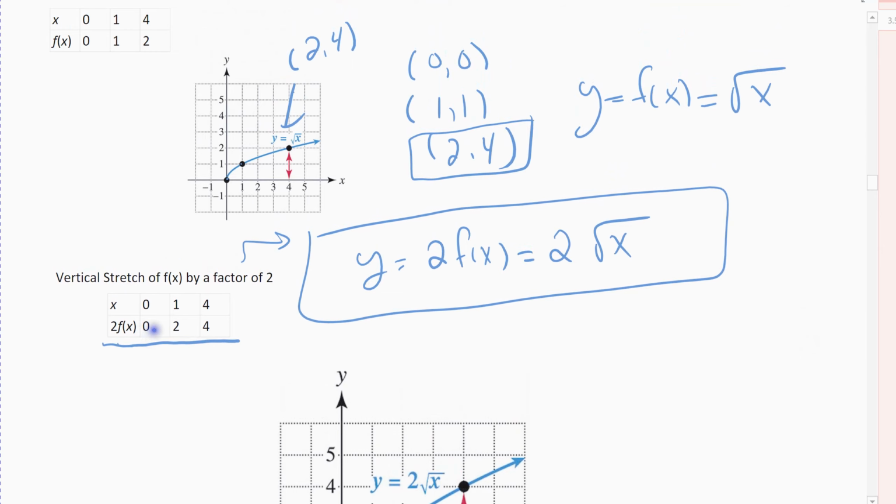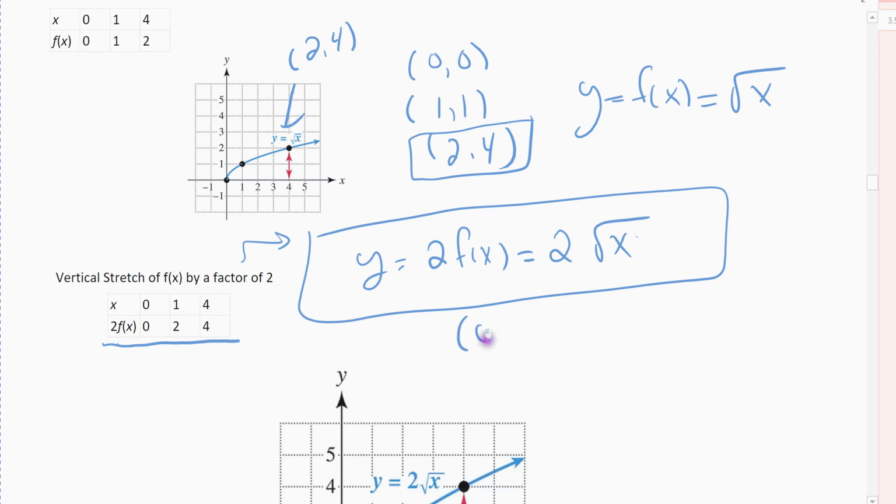0 multiplied by 2 is still 0. If I plug 0 in, I still get 0 out. 1 multiplied by 2 gives me 2. If I plug 1 in, the square root of 1 is 1, and 1 times 2 is 2. And for 4, because my original point was (2, 4), it got stretched. If you plug it in, you'll see that is what happens. I plug 4 in, the square root of 4 is 2, and 2 times 2 gives me 4.